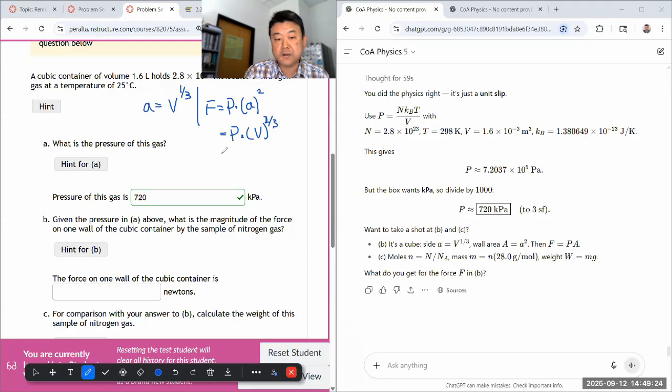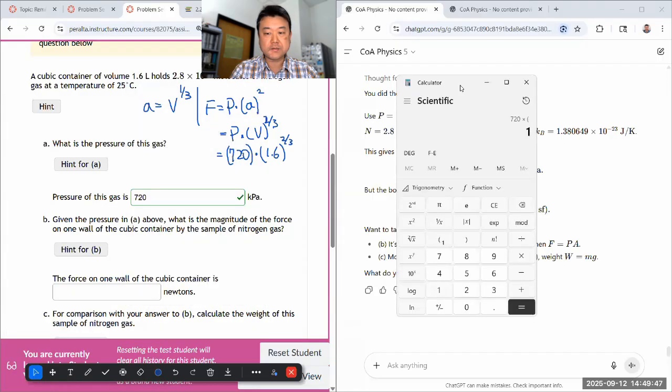And this is the mistake I'm gonna make. I'm just gonna plug in the numbers as they are without minding what units they are in. So 720 times 1.6 raised to the 2/3 power. I'm making 2 mistakes at the same time. Let's see if CoA Physics GPT will sort that out.